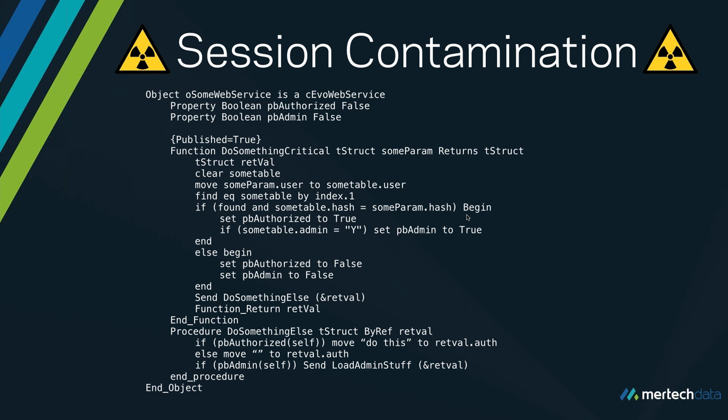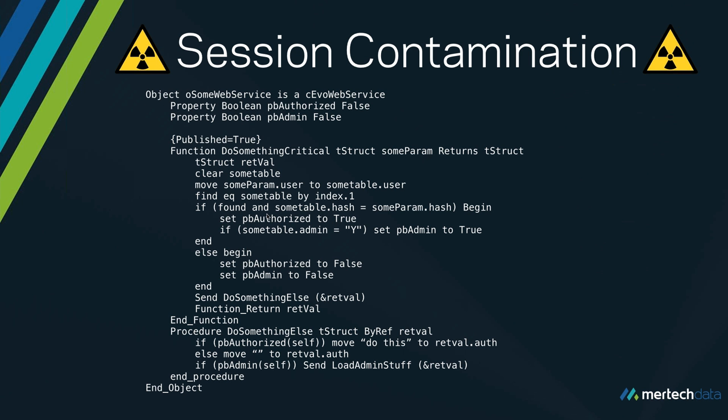So let's take a look at an example real quick of how session contamination can occur. This is just a simple example built using Evolution here of a publish function that is using properties in this case. And if we go through here, we have our do something critical. We go in, we're doing a verification, it looks like here, of a hash to make sure that we're authorized to do a call.